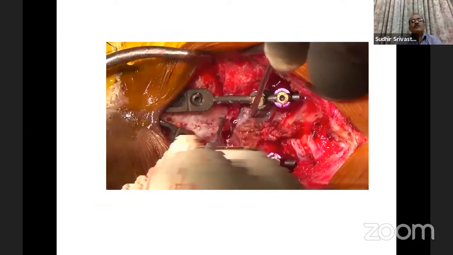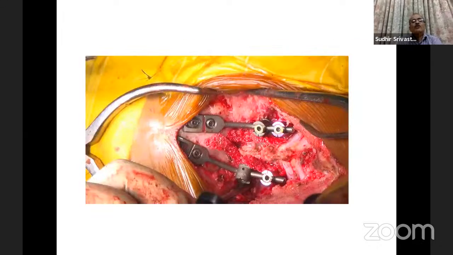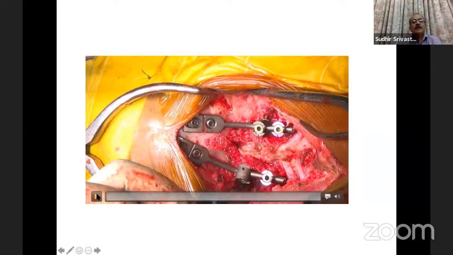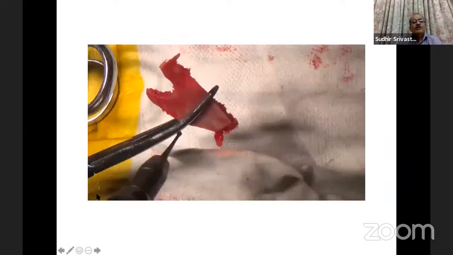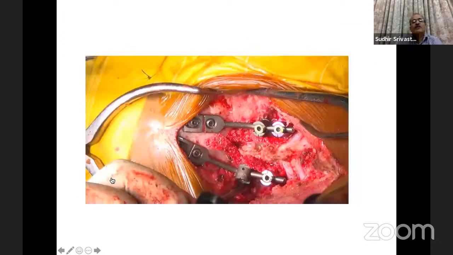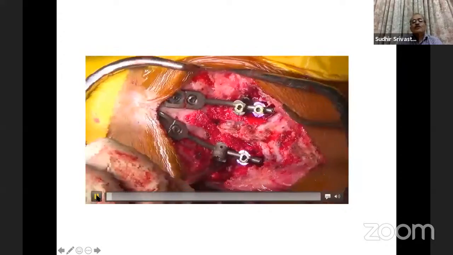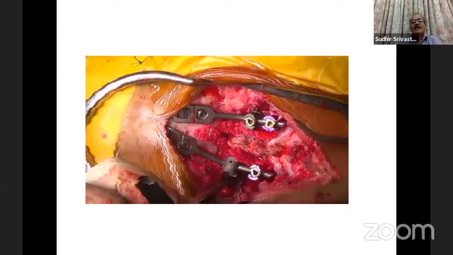So then only it will be called a good osteogenic bed. Now here you will realize, I will just go one back, because I want to show this. Apart from the midline, you also have to put graft in the lateral gutter.